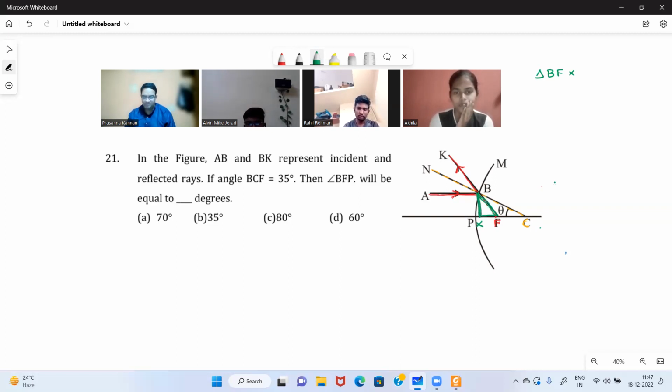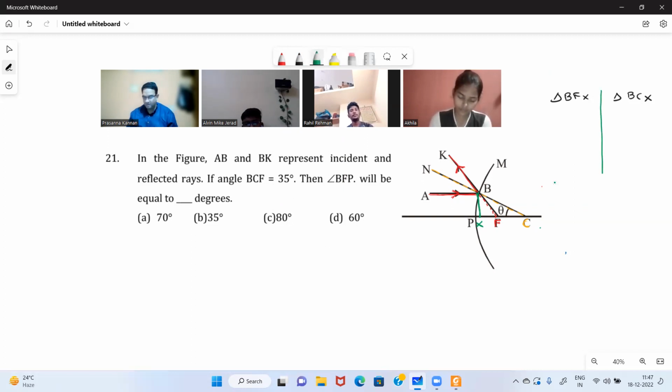And also one more triangle is there. What is the other triangle? Triangle BCX, which is this triangle. Are you able to understand? Clear? Okay, so we have triangle BFX and triangle BCX.